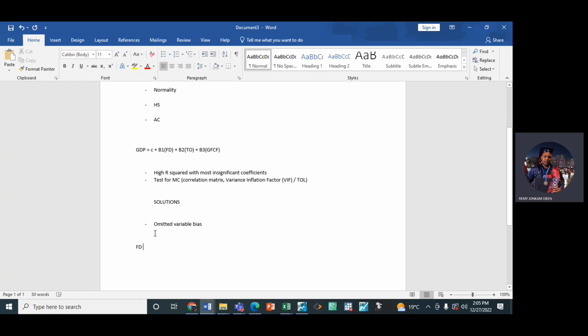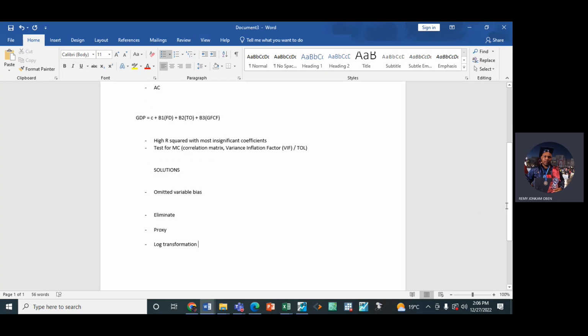Okay, so I'll tell you how to test for omitted variable bias, but before doing that, let me tell you the other possible ways you can solve multicollinearity. So one of them is you can eliminate one of the problematic variables. You can use a different proxy. You can use log transformation. Let's say maybe you're using levels data. Try to get a logarithm. Maybe it might help. You can use log transformation, and you can also use ratio transformation.